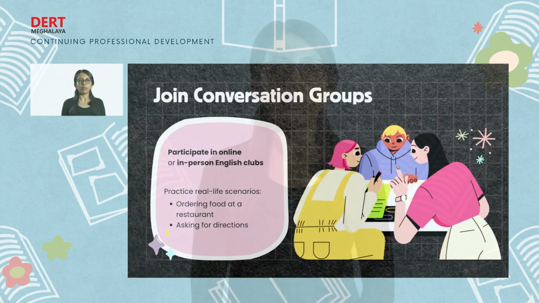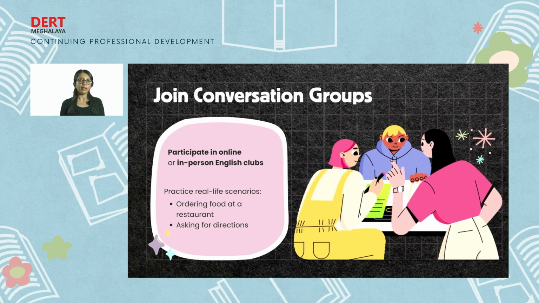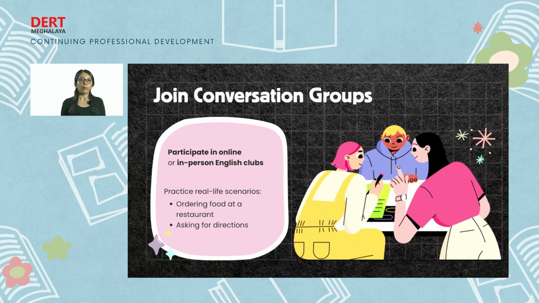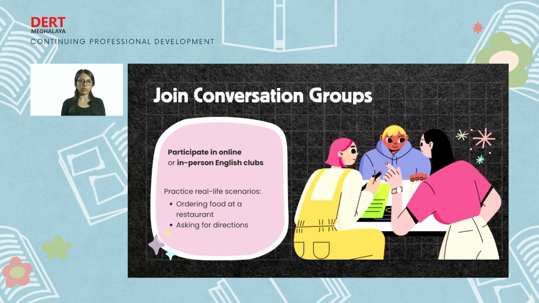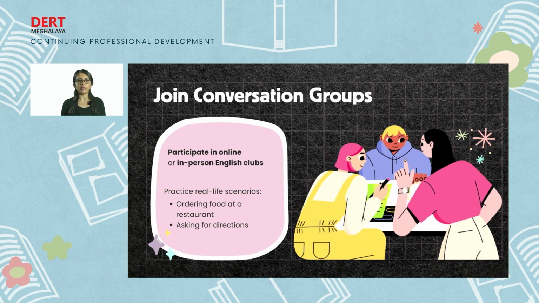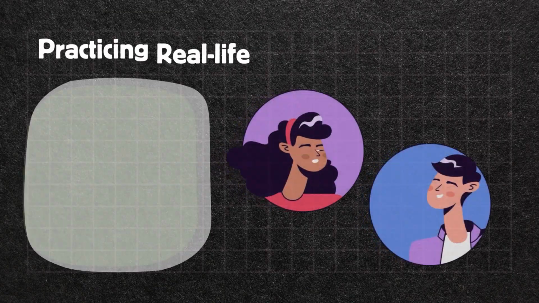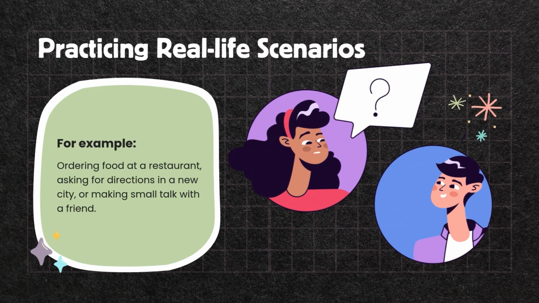Speaking practice. Join conversation groups. Another excellent strategy is to join conversation groups, whether they're online or in person. These groups can be casual settings where students practice speaking with peers. A practical tip. Here's what we can do in conversation groups.